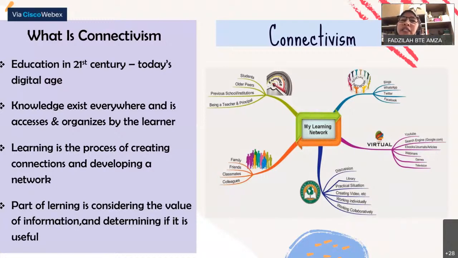Learning is a process of creating connection and developing a network. Part of learning is considering the value of information. Okay, then yang kita perlu pandu pelajar kita sekarang adalah because knowledge is actually everywhere. And just using jari saja, we can just click and the information is coming. So masalahnya sekarang ni, budak-budak kita ni, the problem of this is actually the copy and paste lah. Kan? So, sekejap lagi kita debate about this.